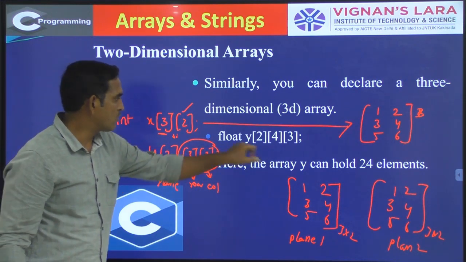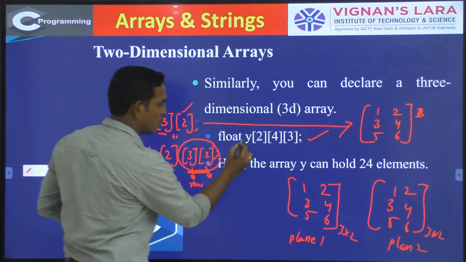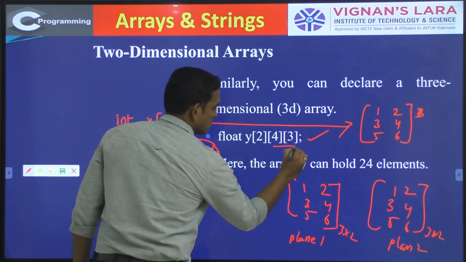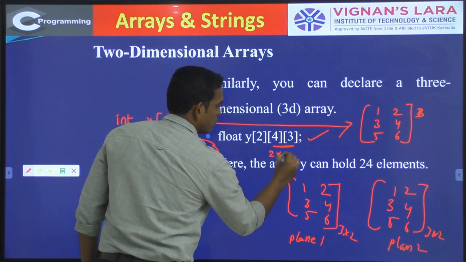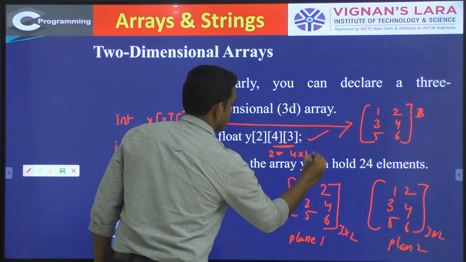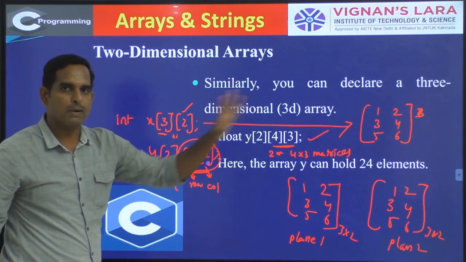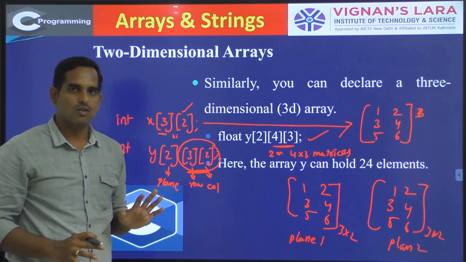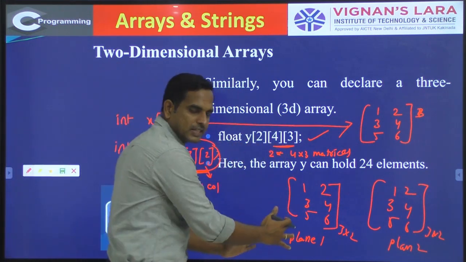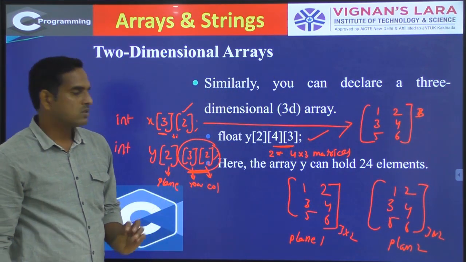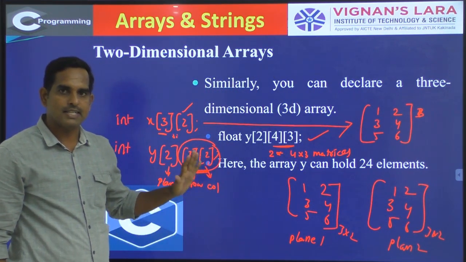If you go for this one where you are having float y[2][4][3], we can think of it as 2 4 by 3 matrices, or 2 4 by 3 two-dimensional arrays. So we will be having one 4 by 3 in the first plane and another 4 by 3 in the second plane. So how to look at it as indices?